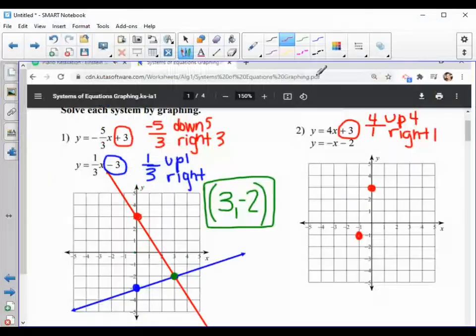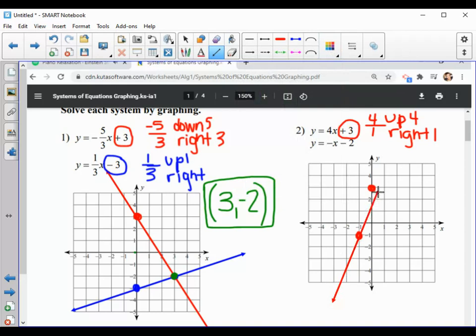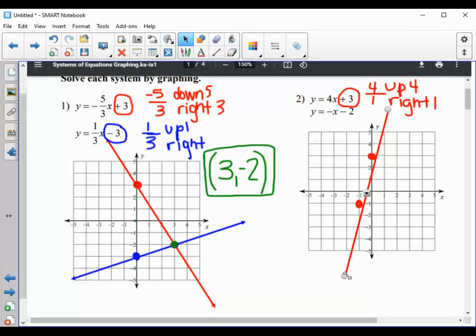And now I get my ruler. I make a line through those 2 points. And remember, it needs to be a nice and neat line, or else you're not going to be able to see where the two cross each other. And the first one is done.